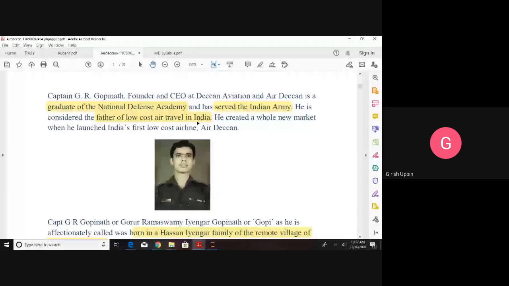When you say new market, until then the aviation industry never thought the middle class was their market. He is the one with the low-cost idea. He created that whole middle class as a market for the aviation industry. That is how he created a totally new market.